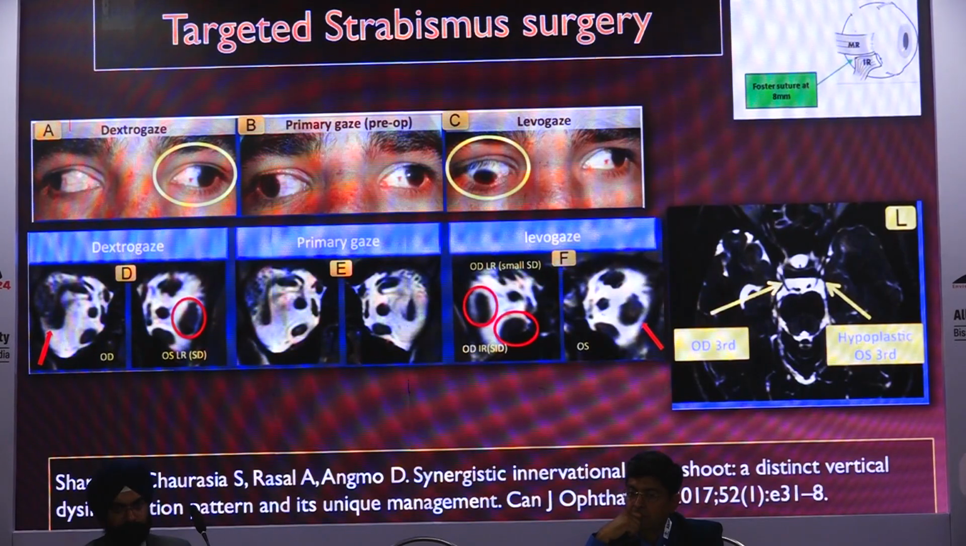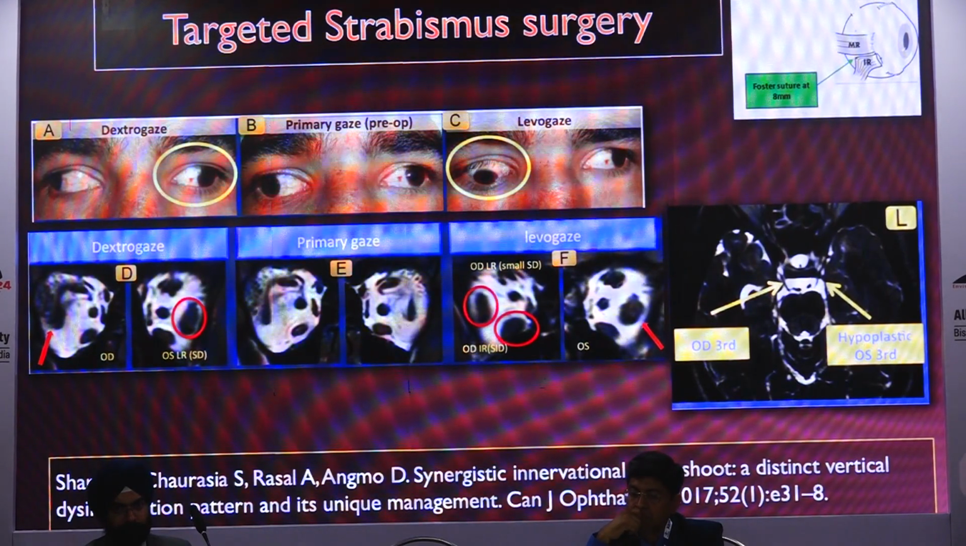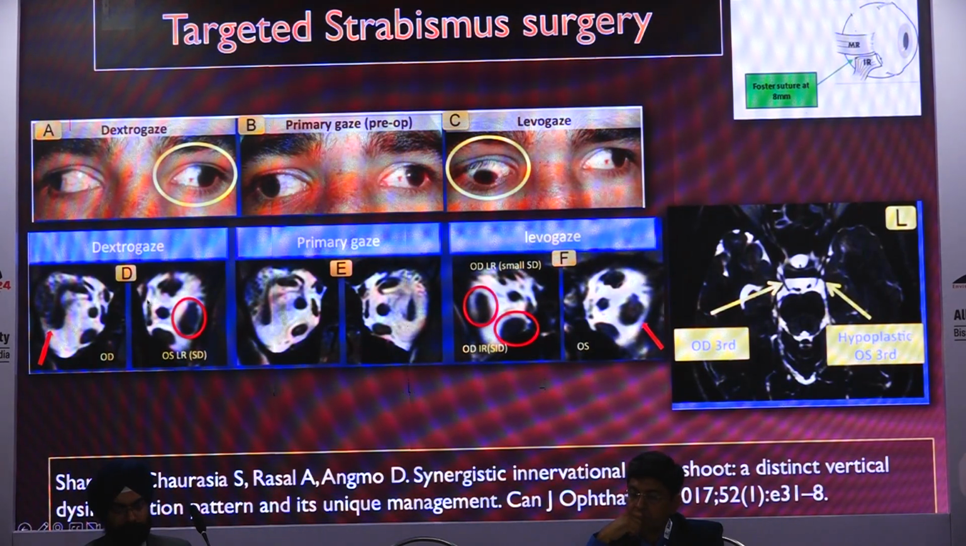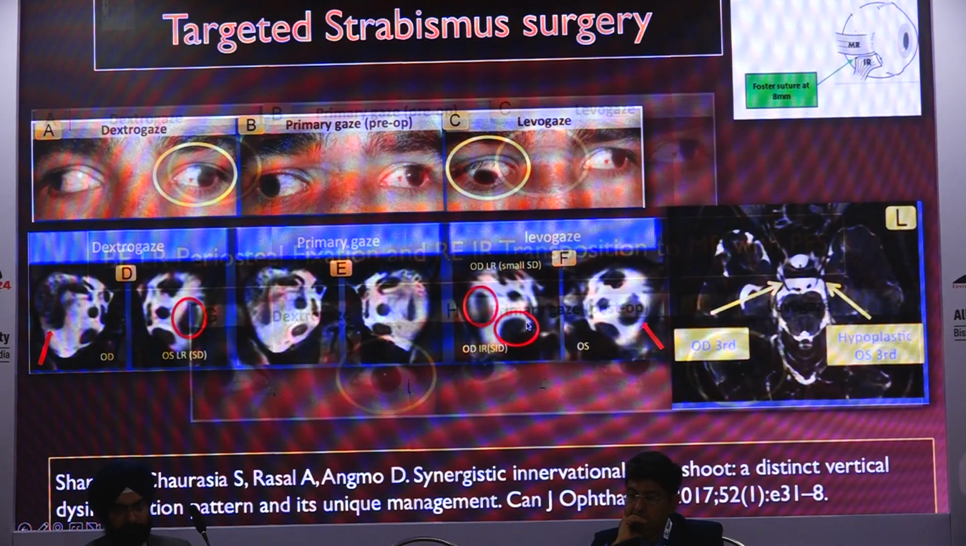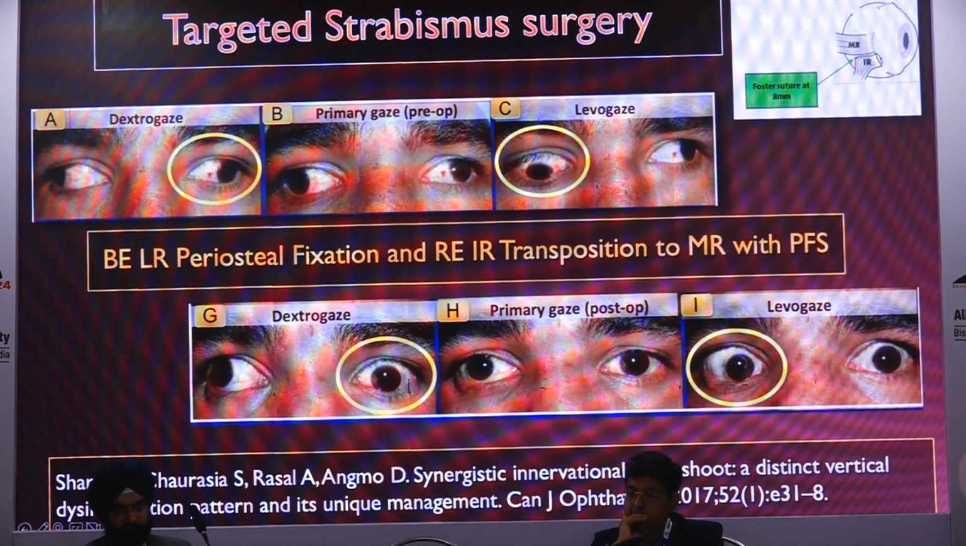As the patient attempts dextro gaze, we can see that the left lateral rectus cross-sectional thickness is increasing, indicating that it is contracting. And in attempted levo gaze, we can see that the right lateral rectus and inferior rectus are contracting. So the patient is having a downshoot in attempted levo gaze.